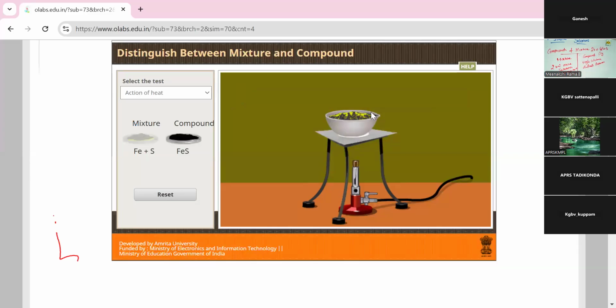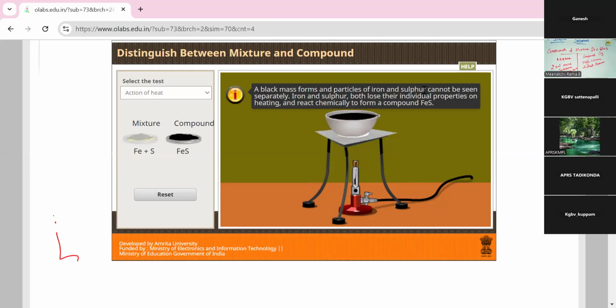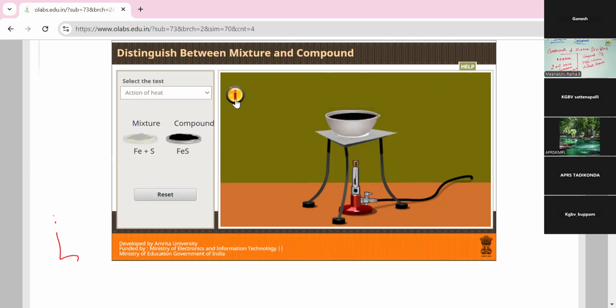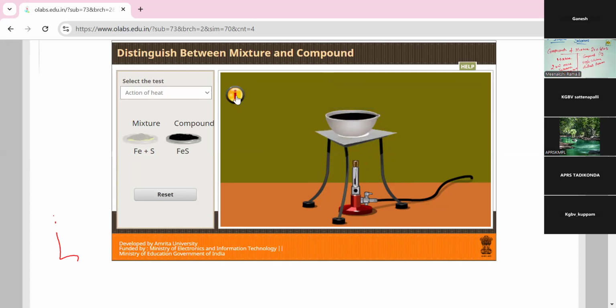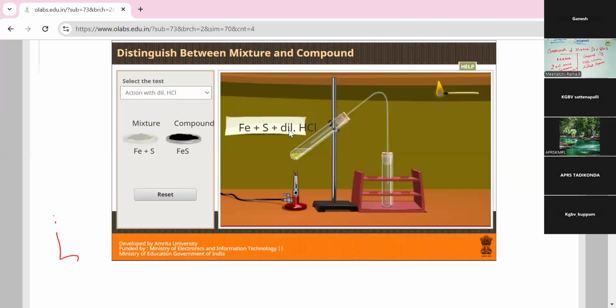And then the next one, choosing the FeS mixture. The burner is in position. What is done here? The color disappears. There is no yellow color in the China dish. A black mass is formed, and iron and sulfur cannot be seen separately. So both retain their individual properties in the heating effect. So this is the confirmation of compound and mixture. And then action with dilute HCl.